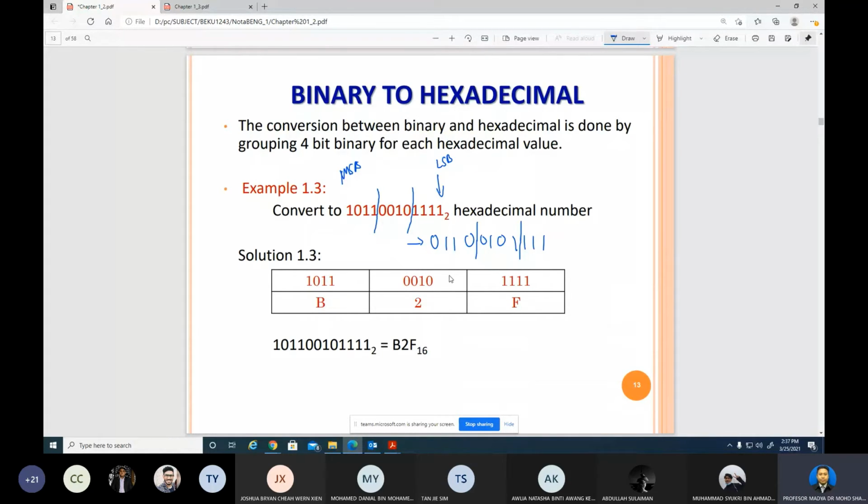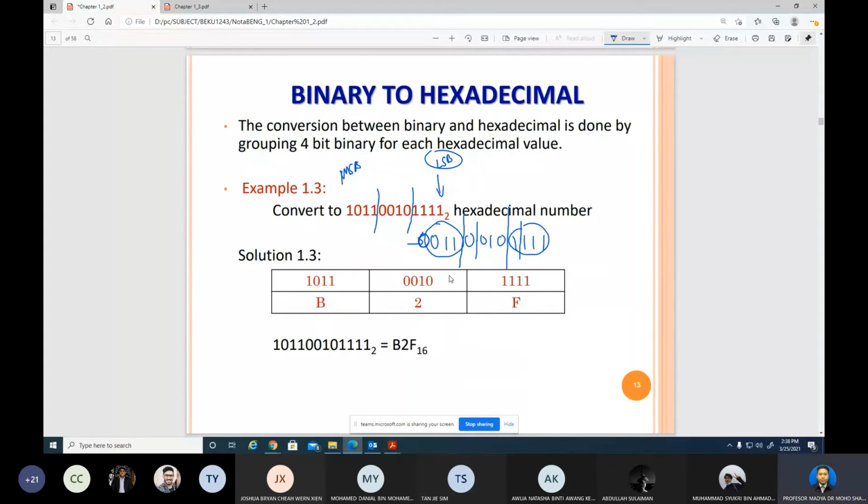So that's why to split by group, for binary to hexa, make sure you split from the least significant bit first. That means here 1 2 3 4, this one group, this one group, and then 1 2 3 4, this one group, and then this is the last. Only 3, and then we can add another 0 here. It will be the same answer because this one has no effect.